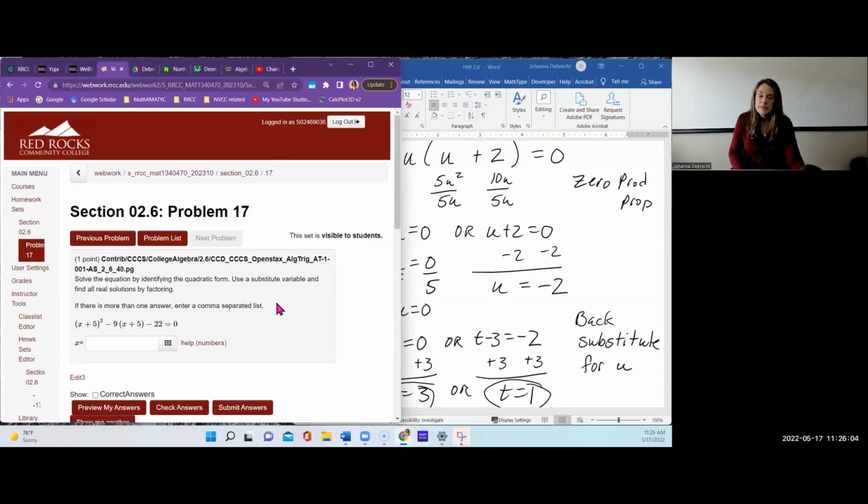The next problem is very similar to the previous problem, in that you have x plus 5, the quantity squared, minus 9 times x plus 5 again, minus 22. You can make a u substitution for x plus 5 and write a quadratic equation in terms of u squared minus 9u minus 22. And then you can factor that or complete the square or use the quadratic formula.